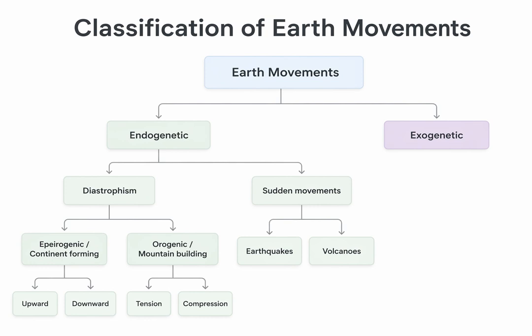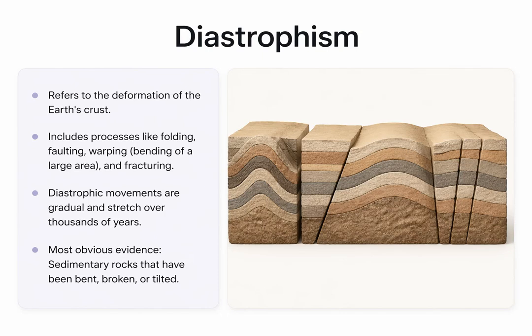Diastrophism is further broken down into epirogenic, or continent-forming movements, and orogenic, or mountain-building movements. Meanwhile, sudden movements include the dramatic events we are all familiar with: earthquakes and volcanoes. Let's look closer at diastrophism.